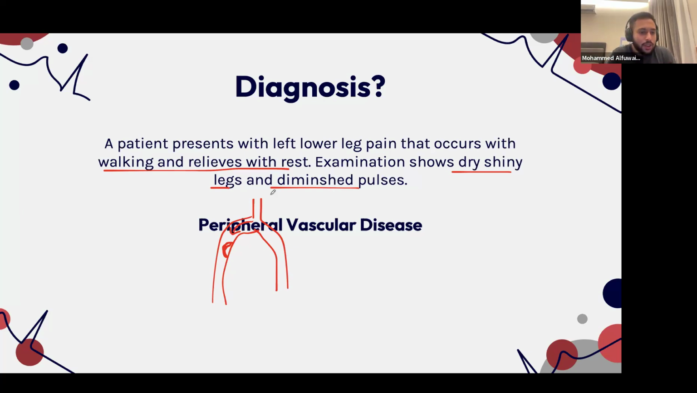Can you use imaging modalities? Yes. What imaging modalities can you use to diagnose peripheral vascular disease? Non-invasive, very easy to use, ultrasound. You can check Doppler ultrasound to see the flow. Other than that, you have something called angiography, where you inject a dye in the blood vessel and do a CT and you can see the narrowing and stenosis that occurs.